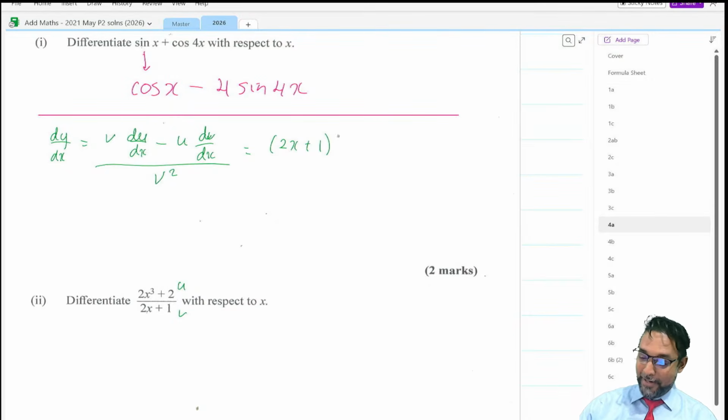v du dx, see what it cause? Minus u dv dx all over v squared, right?